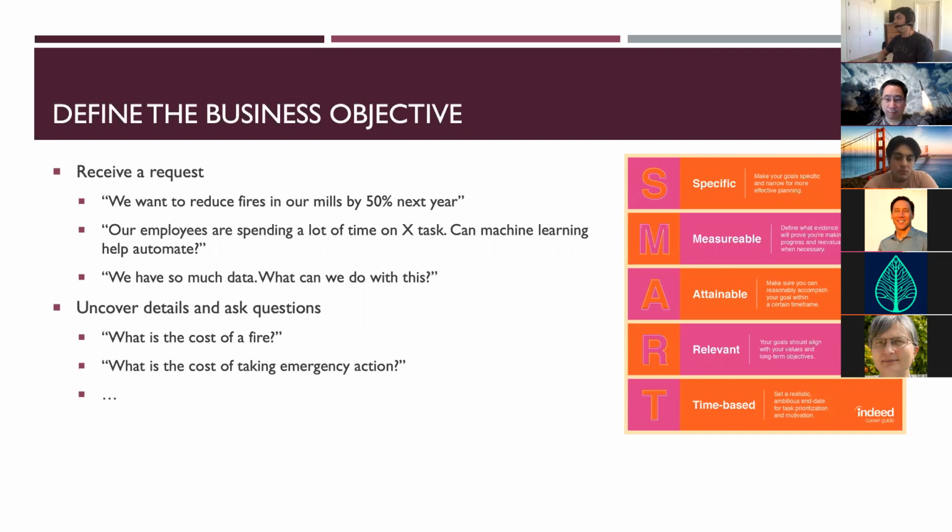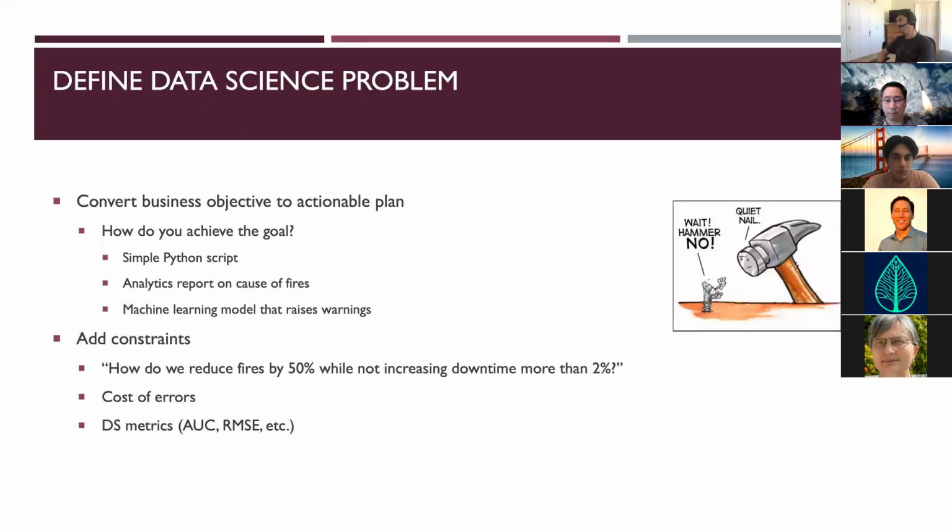And so on the right hand side, I have the SMART goals, the stuff that you learn in business school about laying out specific, measurable, attainable, relevant, and time-based goals. You can expect something like that, but from a business user, but it's not necessarily going to be a reasonable data science goal. So we'll talk about that on the next slide.